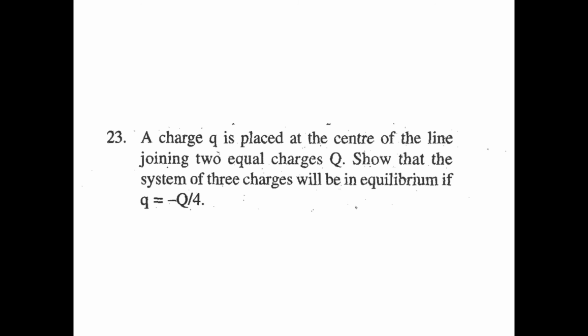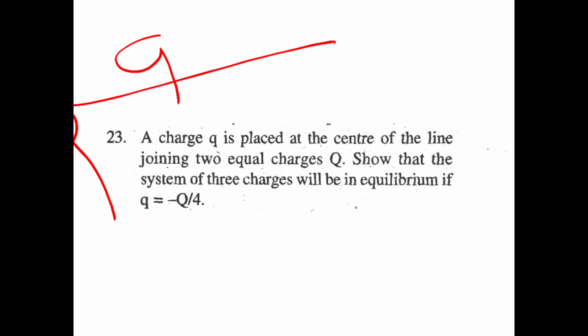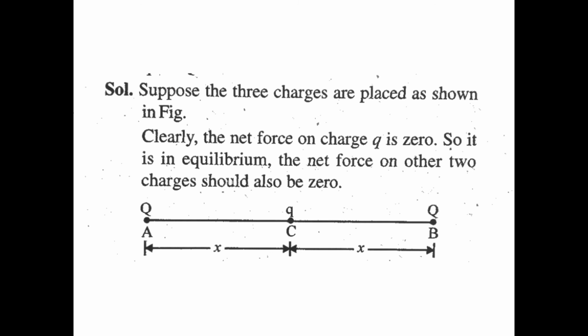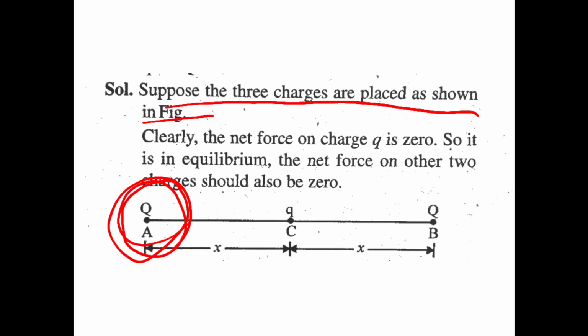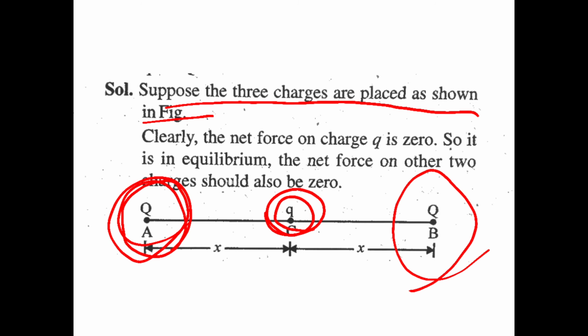Next, a charge Q is placed at the center of the line joining the two charges Q, so that the system of three charges will be in equilibrium if Q is equal to this. Let's see the figure. Suppose three charges are placed as shown in the figure. This is capital Q at position A, and this is capital Q at position B, and Q is at the midpoint of this.